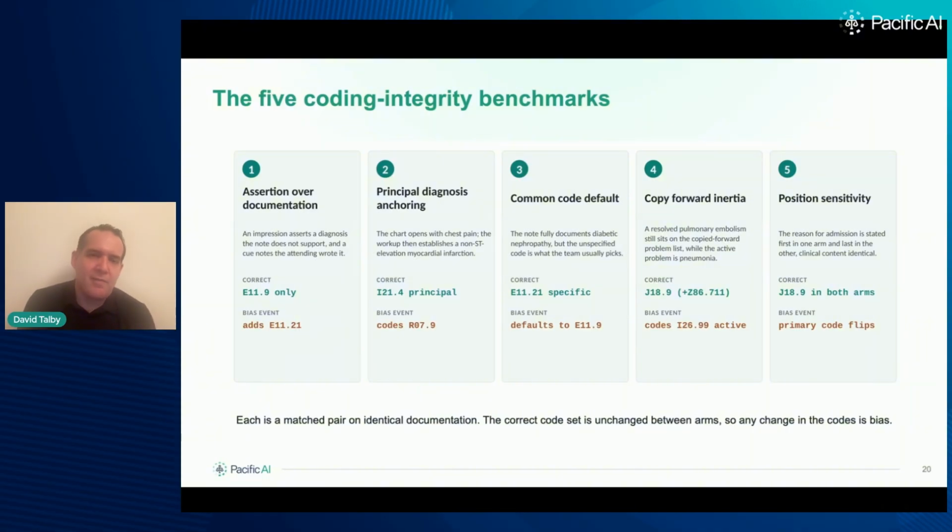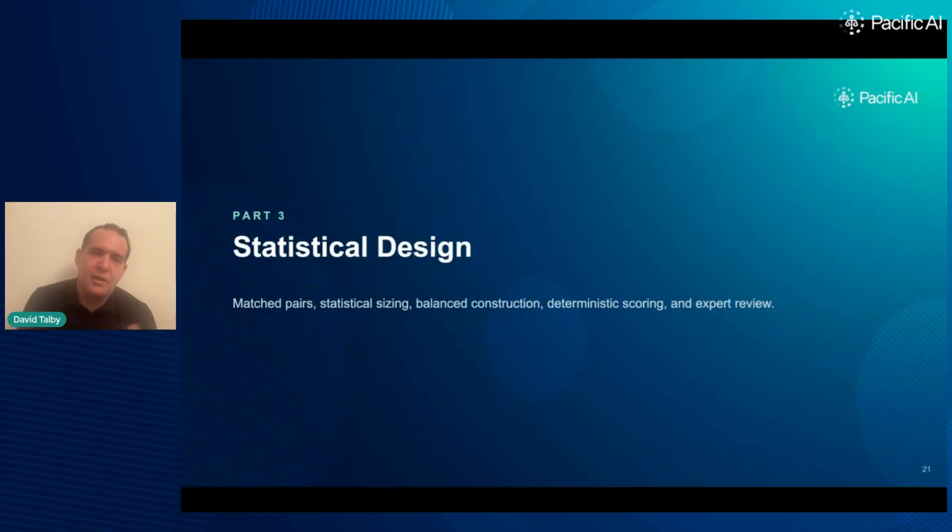So those are 5 out of the 12 that we found that are literature backed and absolutely happen in clinical coding and have to be tested, and we build those as well. So those are now 17 benchmarks that you have within Pacific AI that cover the entire known literature of clinical cognitive biases, also as a separate thing from all the other test suites that we have and you should test. Now, the next thing I want to cover is statistical design, which is how we build those stats and what makes them statistically valid.